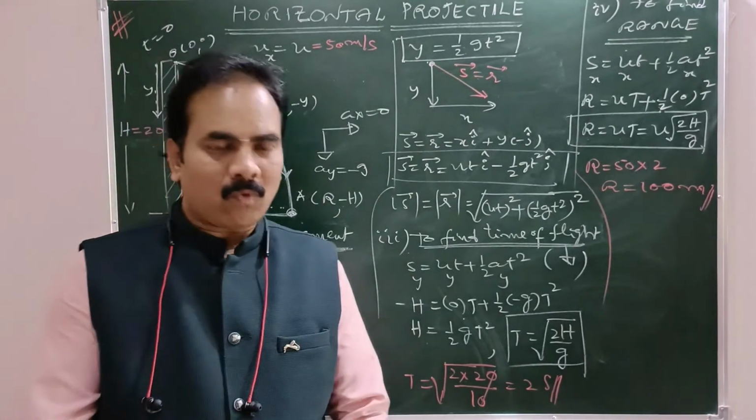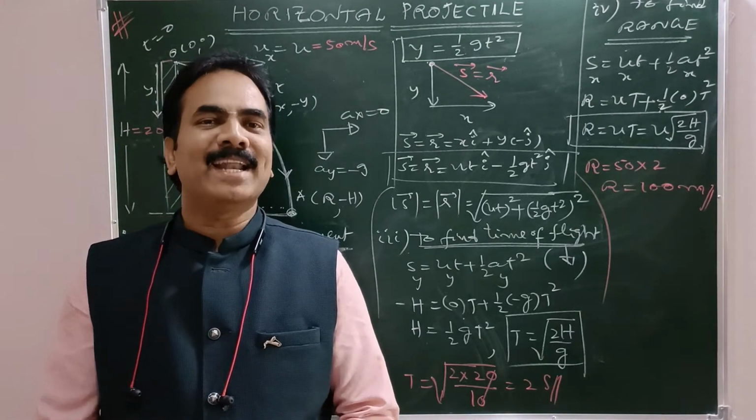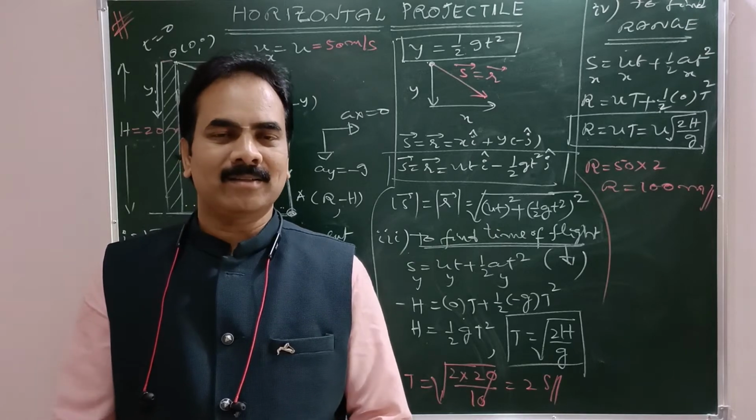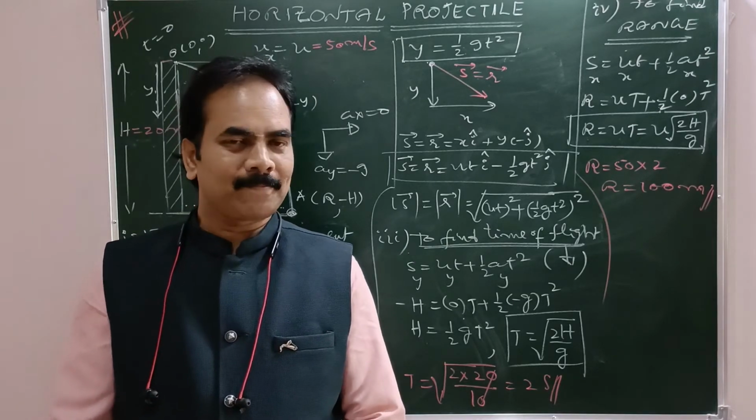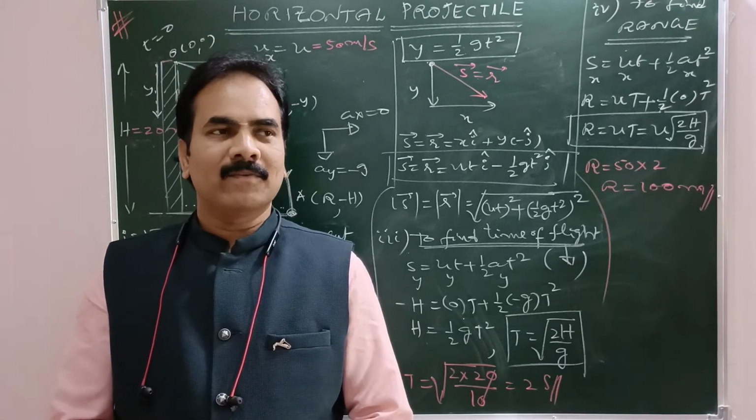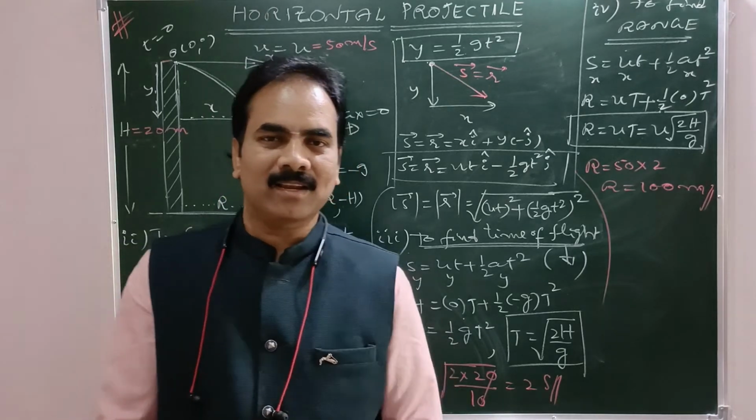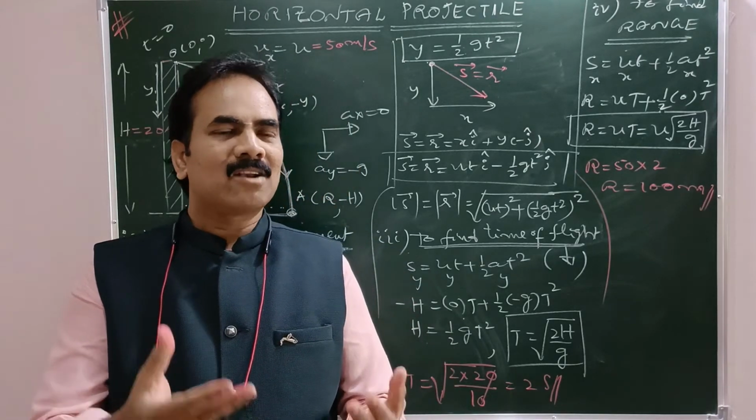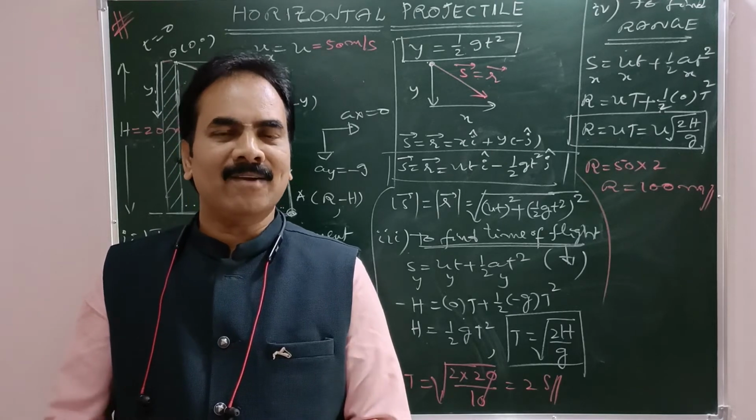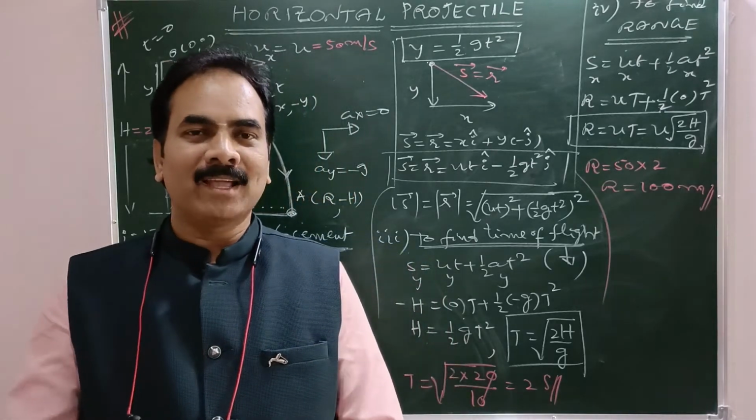Sometimes the question will be like this. Suppose one helicopter is heading horizontally at an altitude of, say, 500 meters, flying horizontally at a speed of 250 meters per second. Now it drops one food packet onto the ground. What is the time taken by the food packet, and what is the horizontal distance covered by the packet on reaching the ground? So the question will be like this.